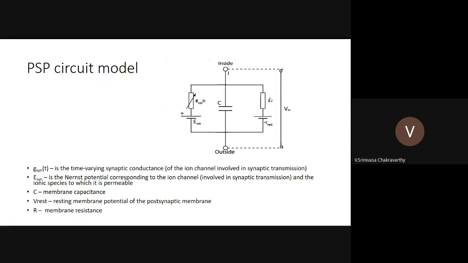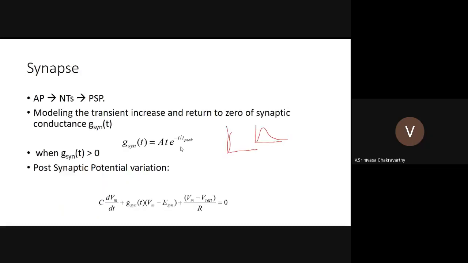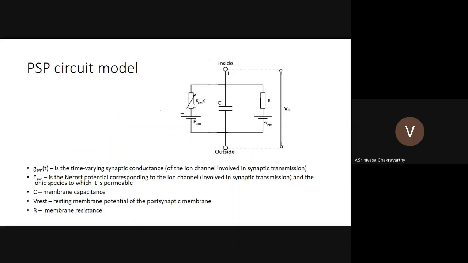Let's not mix it up with the Thevenin equivalent, because these are now time varying channels. So I cannot just mix with this. Now, the arrow indicates that this conductance is time varying, and this conductance we have seen in the previous slide varies in this form. So all that we have to do now is solve this circuit and see how the voltage changes, and that should give us something like the PSP.